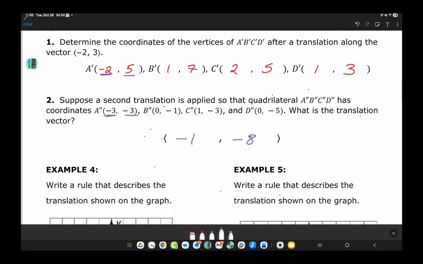If I take away 1 from 1, I get 0. So good. Take away 8 from 7, I get -1. Take away 1 from 2, I get 1. 5 minus 8 is -3. 1 minus 1 is 0. And 3 minus 8 is -5. So yeah, that works.